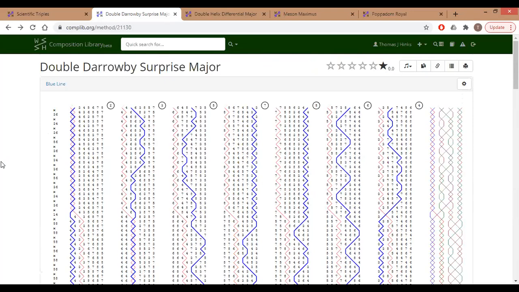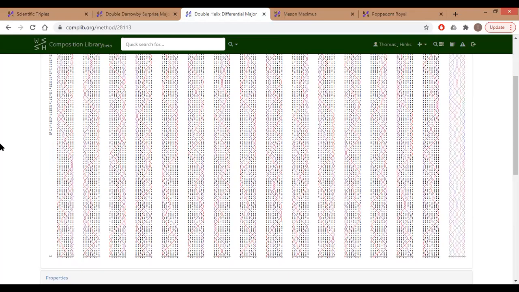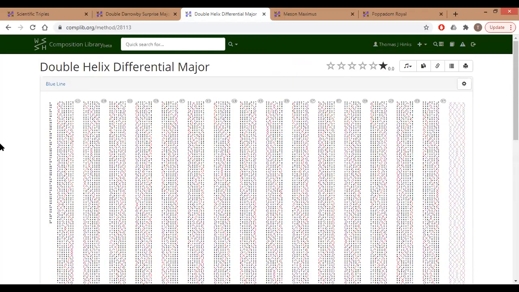However, that is not the longest plain course or the hardest blue line. The next method, invented in the 1990s, I believe, and rung once on tower bells and once on handbells, is called double helix differential major. And the plain course of this method is 1,680 changes long. And each of these blocks is a very long section with little discernible and easily followed structure.